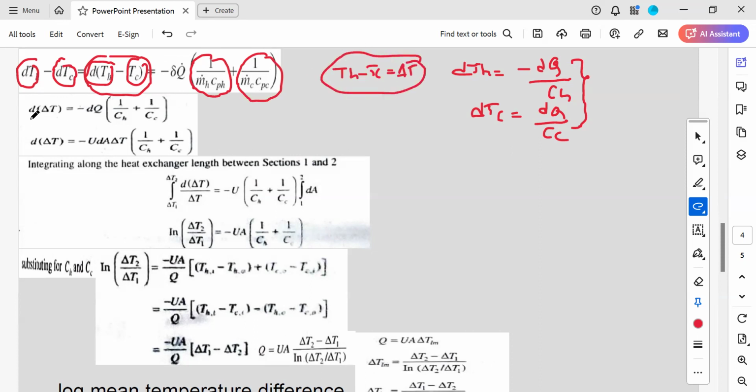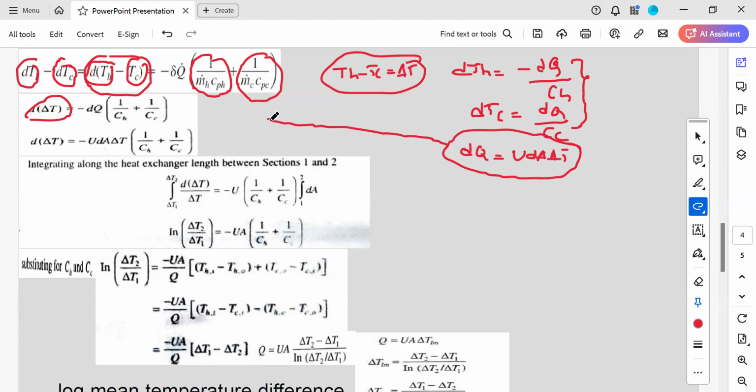So we can write d(ΔT) = -dQ (1/Ch + 1/Cc). Once again, dQ is equal to U dA ΔT. That is the general formula given for heat transfer in a heat exchanger: dQ = U dA ΔT, in terms of the overall heat transfer coefficient.